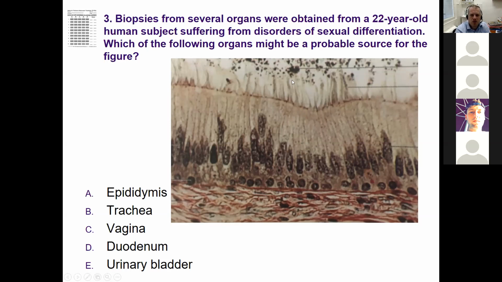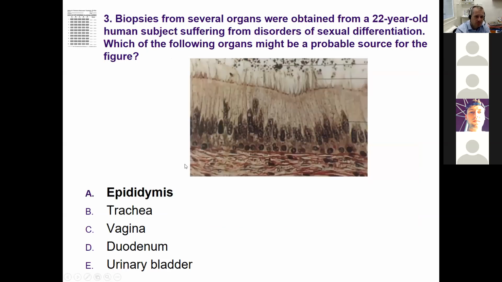And you can see these processes on the apical membrane. There is a suggested branching pattern here, so this must be stereocilia. Now, which of these organs have this epithelium with stereocilia? Yeah, it's the epididymis. This is the body of the epididymis where you have the epididymal duct. This would be sperm cells and macrophages here.